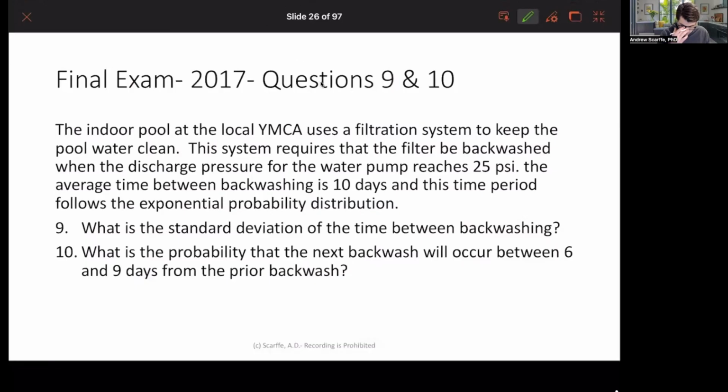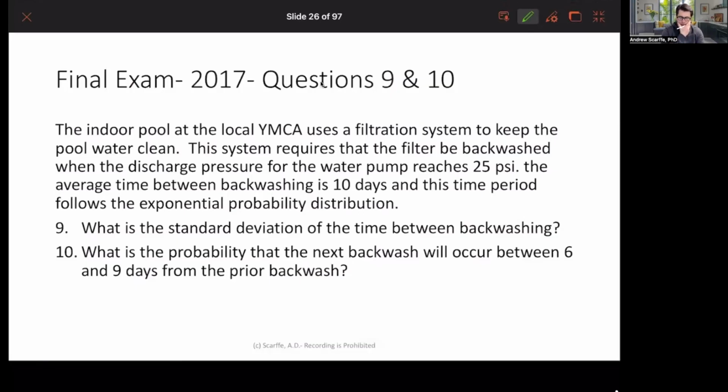The indoor pool at the local YMCA uses a filtration system to keep the pool water clean. The system requires that the filter be backwashed when discharge pressure for the water pump reaches 25 psi. The average time between backwashing is 10 days, and this time period follows an exponential probability distribution. We're asked, what's the standard deviation of the time between backwashing? And then what is the probability that the next backwash will occur between 6 and 9 days from the prior backwash?